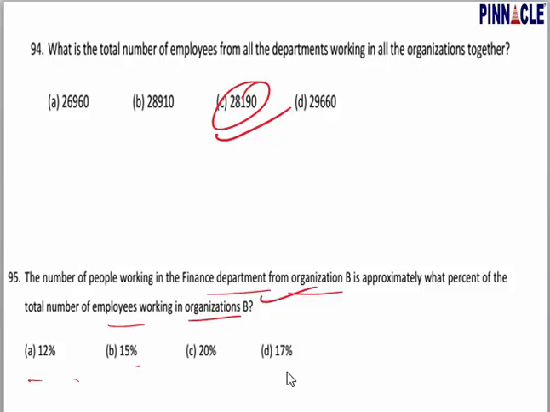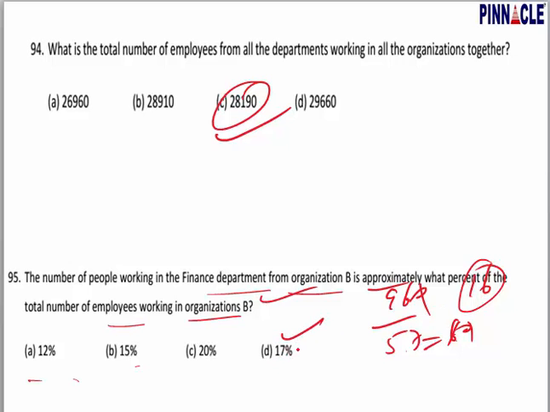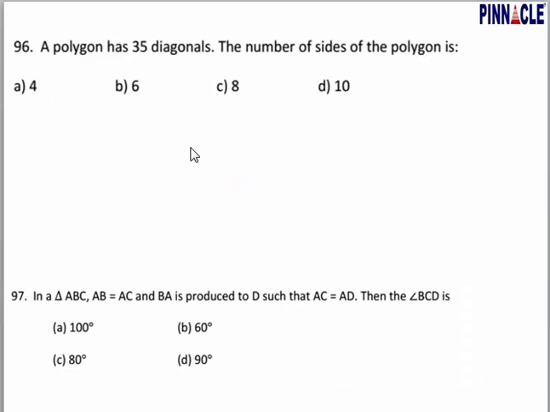960 divided by 57. If you take here 60, then it will be 16, but 57 is less than 60. It means the value would be more than 16%, and it will be slightly more. Slightly more means 17%. So D would be the answer. Without calculation, you can do like this in data interpretation questions.